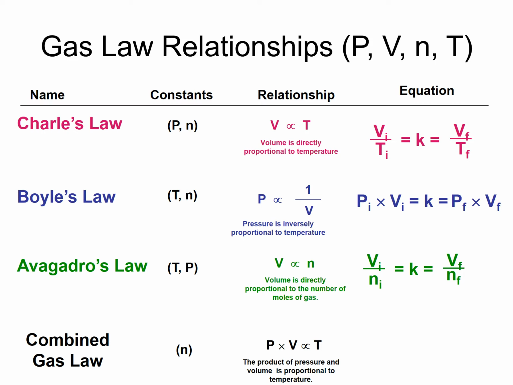In problems where you can assume that the number of moles, N, is constant, you can use the combined gas law to discover how pressure, volume, and temperature are interconnected. And the arithmetic looks a little bit like this. We have the product of pressure times volume in the numerator of the fraction and temperature in the denominator. This ratio of PV to T is always a constant throughout the problem.